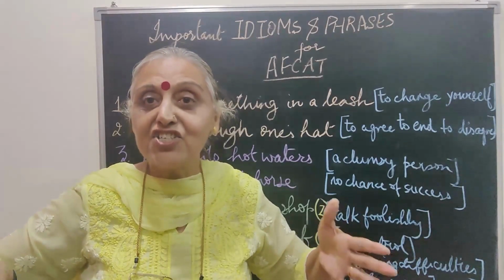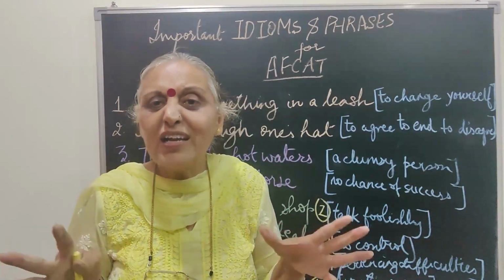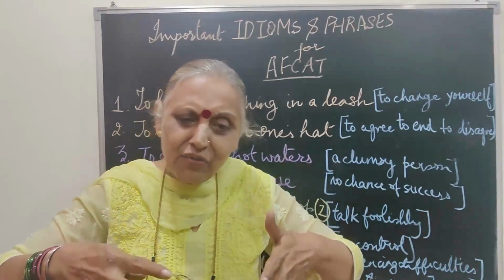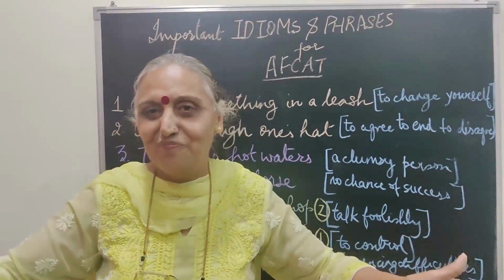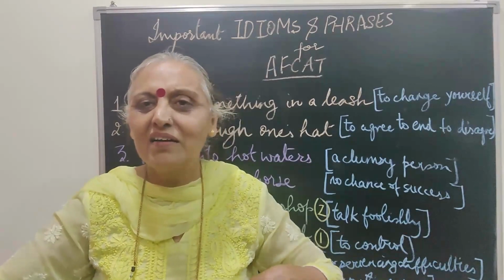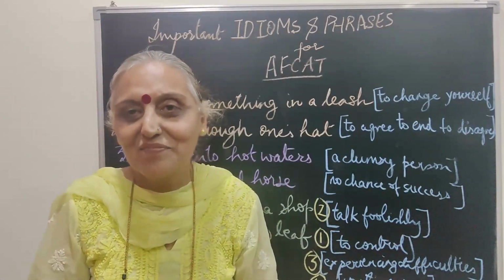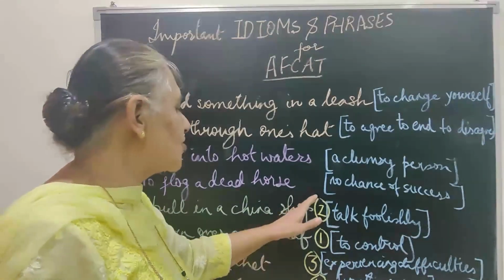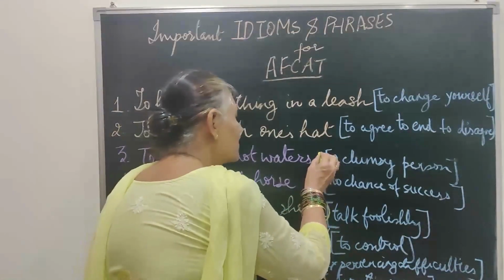A bull in a China shop. That means what? Clumsy. Clumsy means you will disturb everything around you. Dropping this, dropping that, breaking things, like that. So that is what a clumsy person is. A bull in a China shop will be a clumsy person.